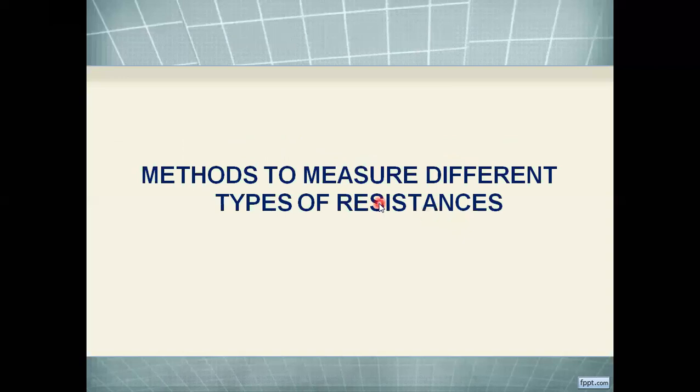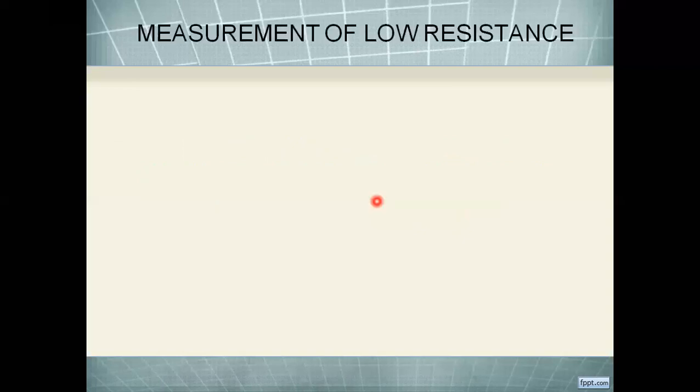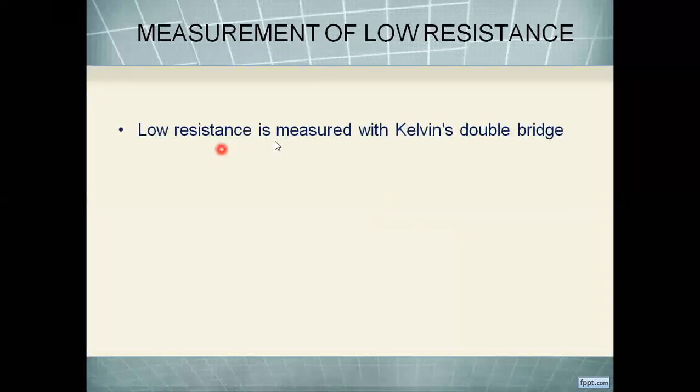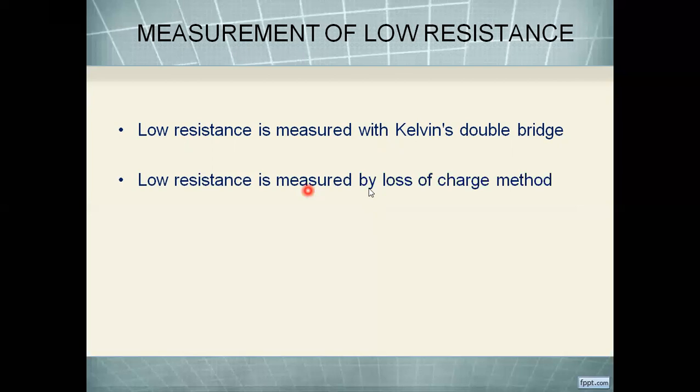Now let us see different methods used for measurement of the different types of resistances which we have seen so far. Coming to the measurement of low resistance, it is measured with the Kelvin double bridge. This is one method to measure low resistance. And we have another method, which is the loss of charge method. By using either of these two methods, we can measure low resistance.